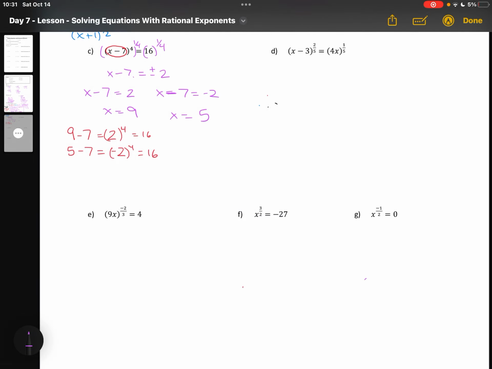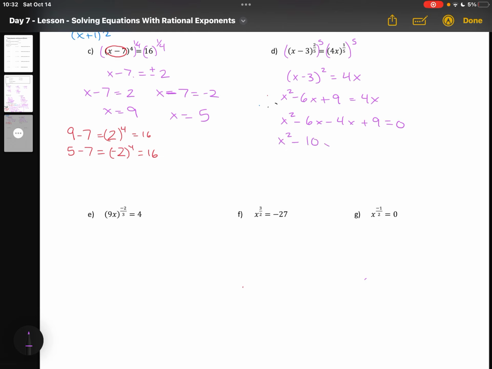All right, here I've got two exponents on either side of the equal sign. They both have the same base, so I'm going to deal with that first by raising each side to the 5th. That's going to leave me with x minus 3 squared and 4x. Now I've got x's on both sides, so I do have to expand and simplify the left-hand side because that's going to allow me to collect like terms and then factor my resulting expression.